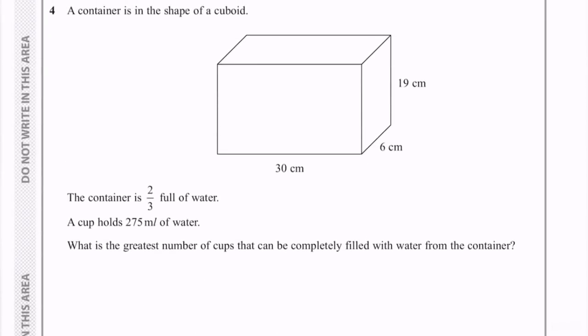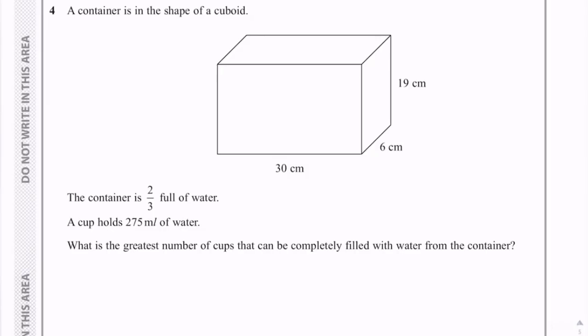On to the next question. Okay, so a container is in the shape of a cuboid, 2/3 of it is full of water, and a cup holds 275 millilitres. What's the greatest number of cups that can be completely filled with water from the container? Okay, so first things first, we need to actually work out the volume of this container.